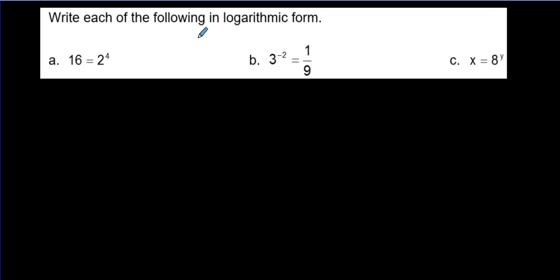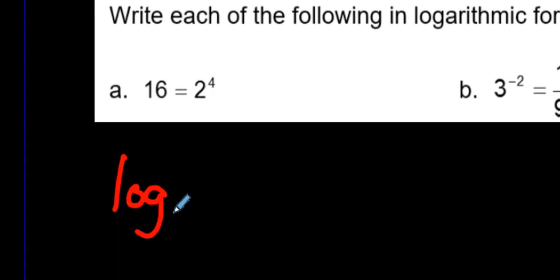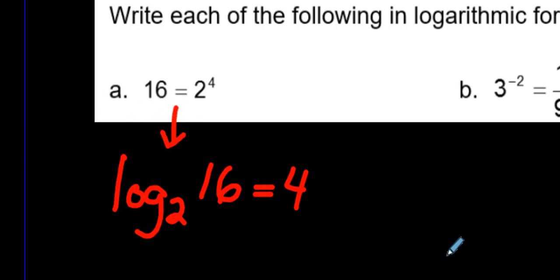It says write each of these in logarithmic form. Remember, we write the word log down first, and look over here and say, where is the base? Well, here is the base 2, so you're going to write it right there. The 16 will go right here. And of course, the leftover number is the 4 there, and that will go right there.